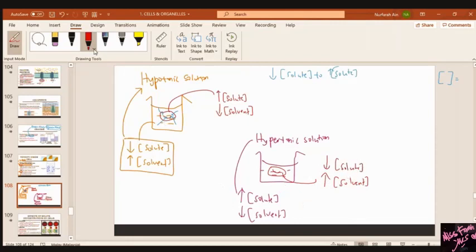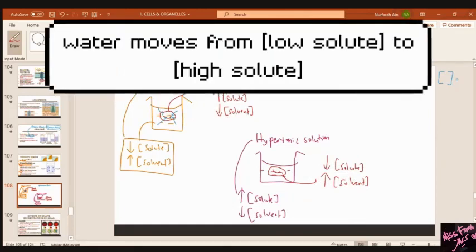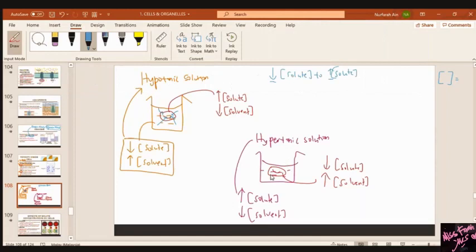So now let's predict the movement of water. Since water moves from lower concentration of solute to higher concentration of solute, it means that water will move from inside the cell to outside the cell. Water will move from the cell to the hypertonic solution. Water will diffuse out of the cell into the hypertonic solution. Now can you see the difference between the hypotonic solution and the hypertonic solution?